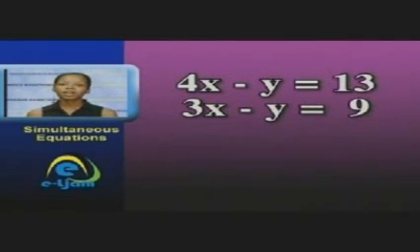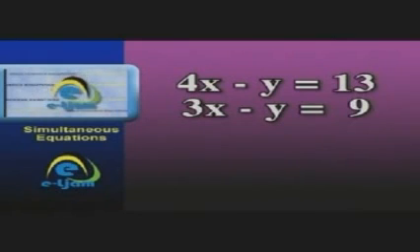When the coefficients of an unknown are numerically equal in both equations and also have the same signs, the equations are subtracted. Let us look at the two equations: 4x minus y equals 13 and 3x minus y equals 9. Since in both equations the coefficient of y is negative 1, we subtract the equations to eliminate the y.